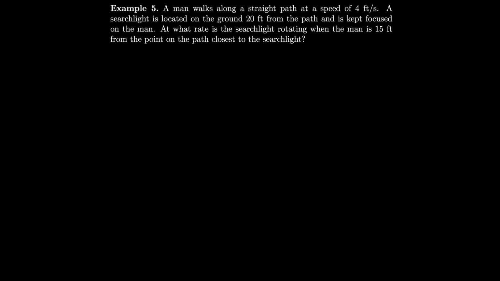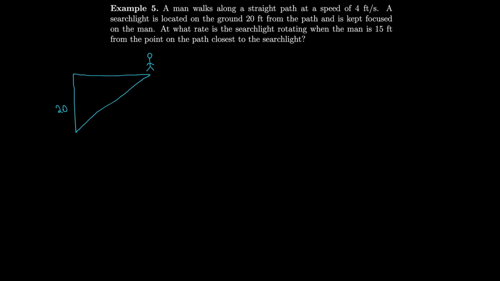Okay, so straight path. Man's walking along at a speed of 4 feet per second. The searchlight is located on the ground 20 feet from the path, so let's go 20 feet away from the path. And then the searchlight is kept focused on the man. I want to know the rate at which the searchlight is rotating. So this searchlight points at the man, and it keeps rotating outward as the man moves.